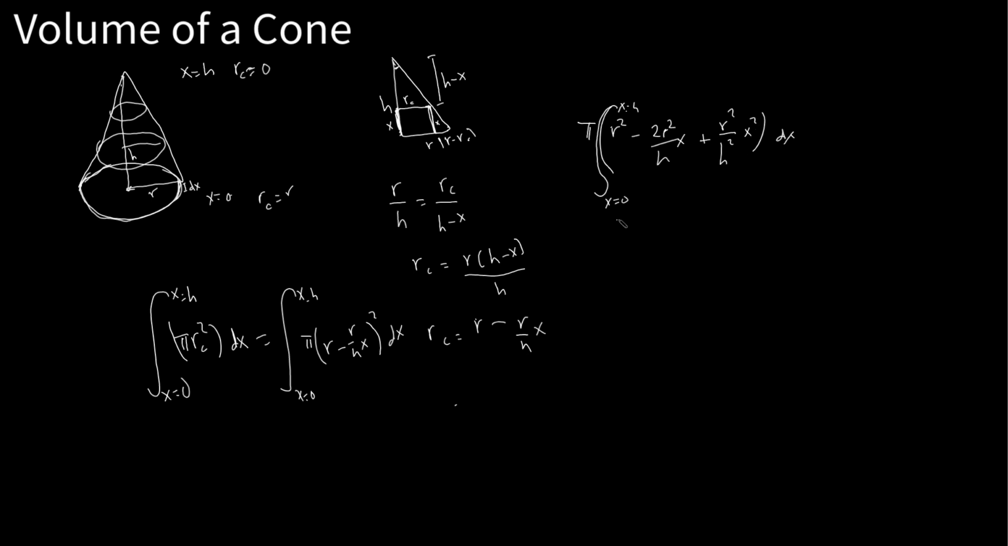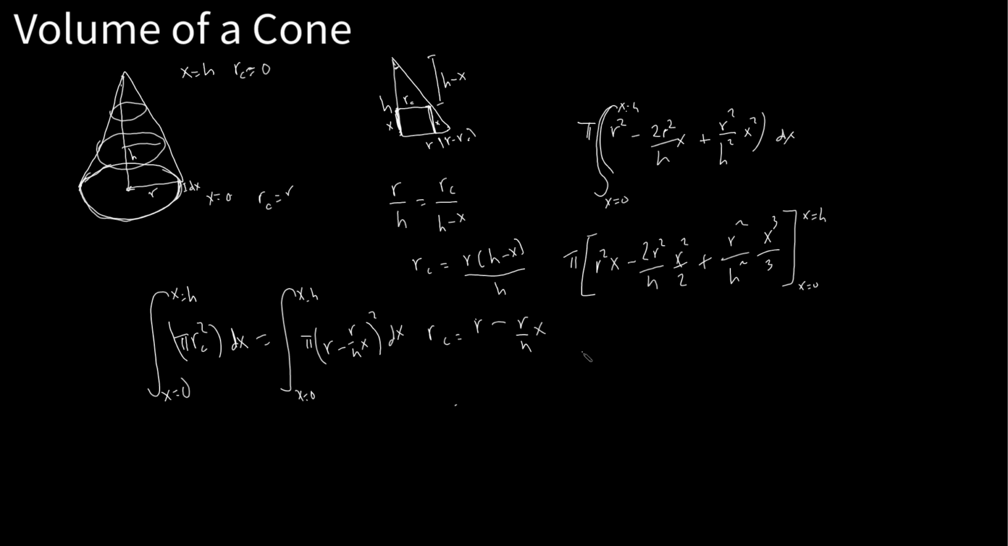And so now we just take the integral of this, so it's going to be pi times the integral of r squared with respect to x, which is r squared x. The integral of this is going to be 2r squared over h, and this would be x squared over 2. And then the integral of this will be r squared over h squared times x cubed over 3. And we have to evaluate this from x equals 0 to x equals h.